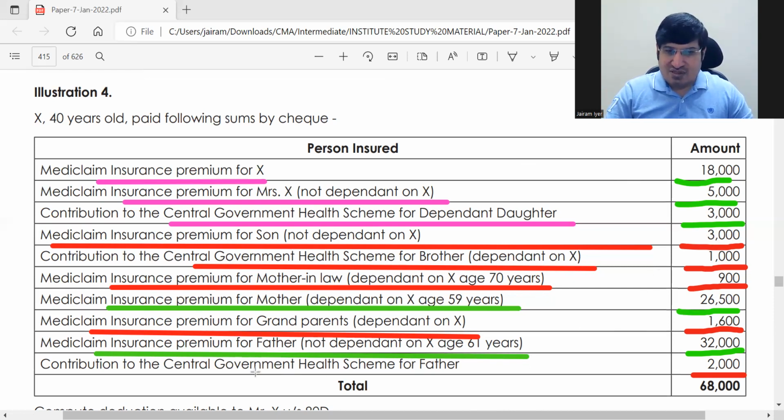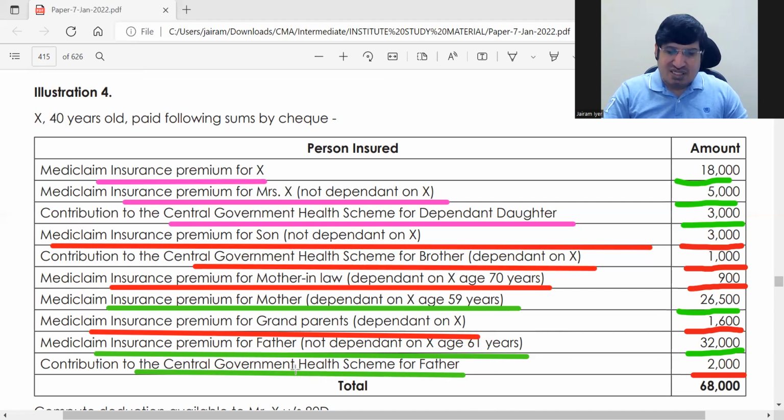Okay, so last is contribution to CGHS for father. This will not come, because you have already paid a mediclaim for father. So if you have paid a mediclaim, then contribution to CGHS will not come.